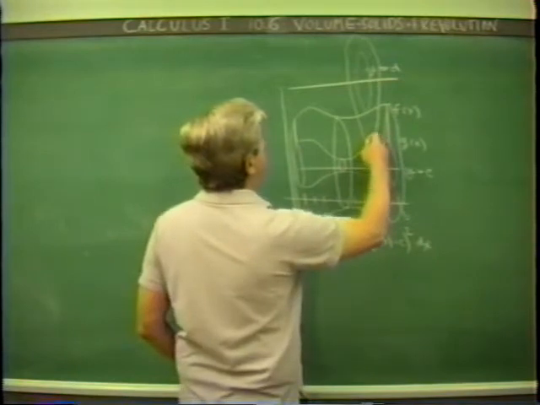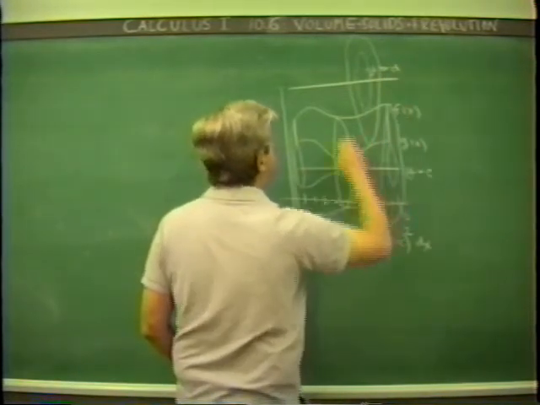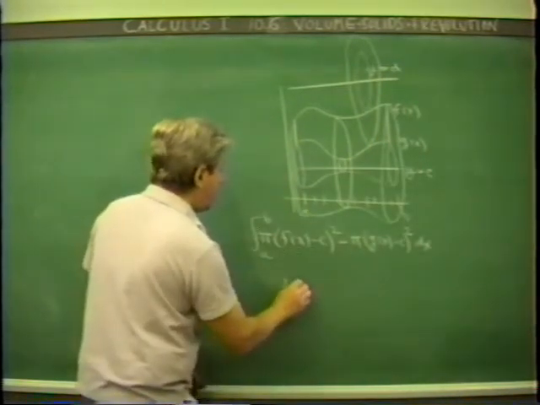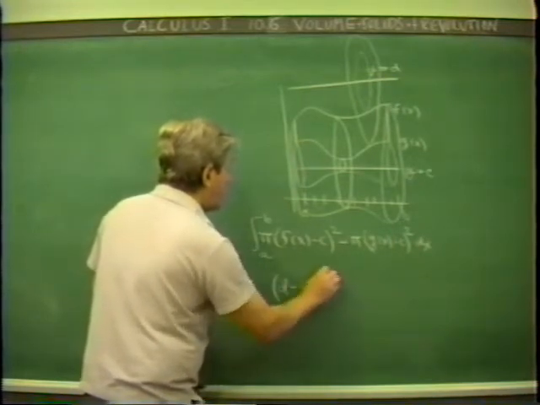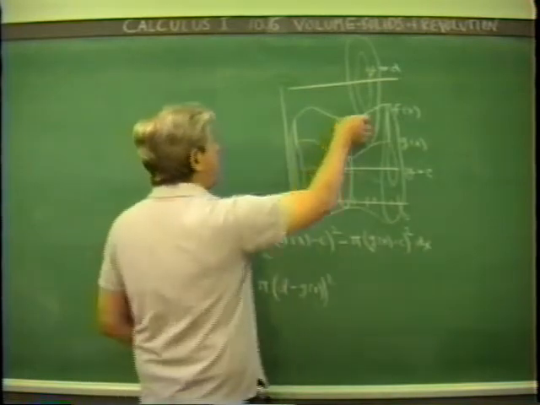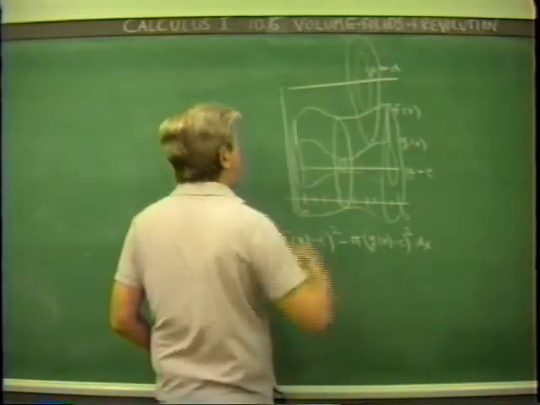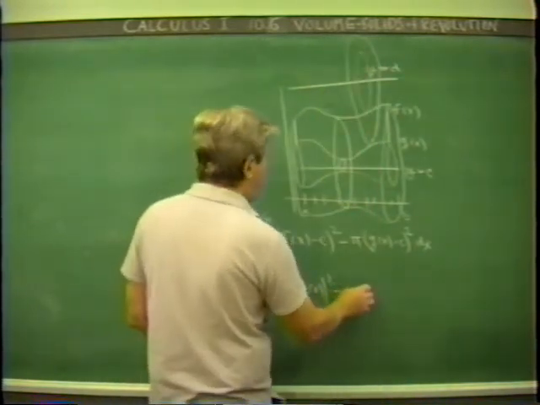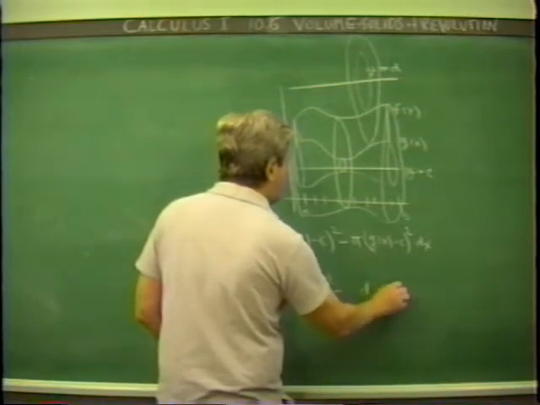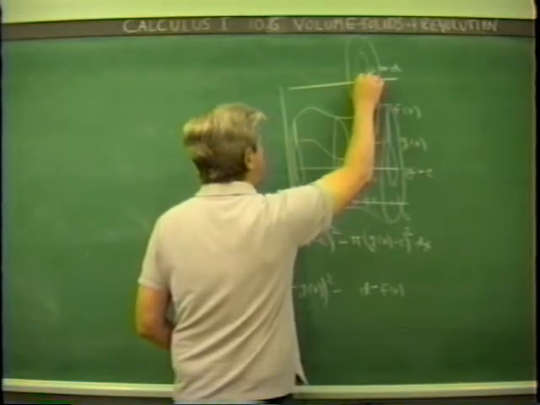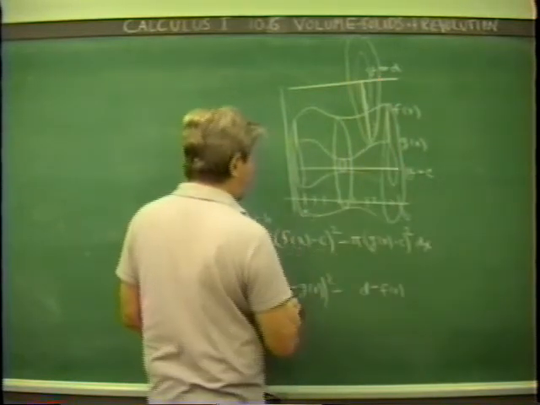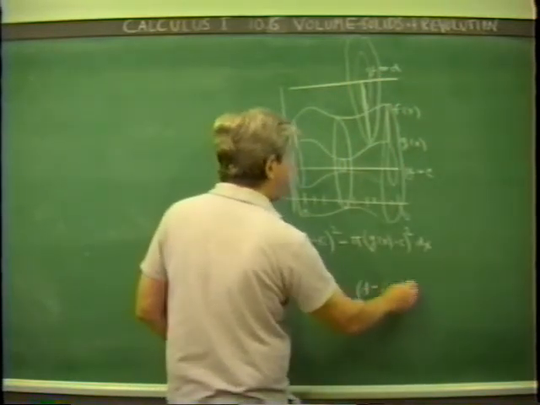All right. Here, however, since d is larger than g of x, the outside radius is going to be d minus g of x. If you now square that and multiply it by pi, that will give you the cross-sectional area of this large circle. And if you subtract from that the inside radius, d minus f of x, with d minus g of x being the outside.